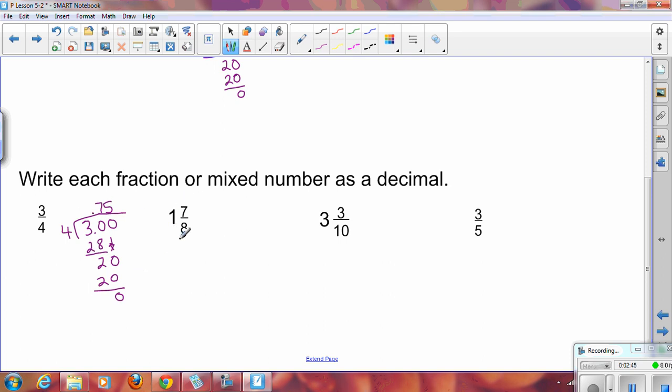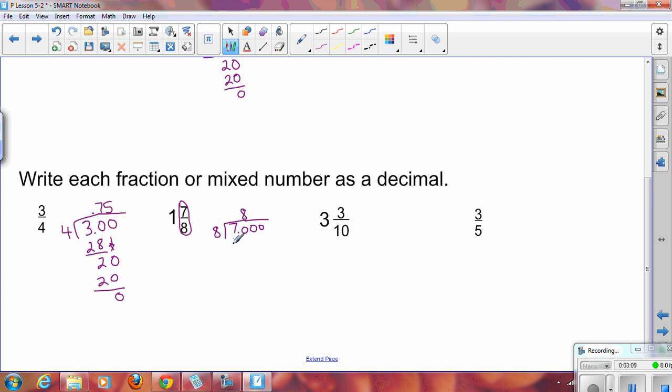Our second one is a mixed number. So we're going to deal with the fraction, and then we're going to add the 1 on before the decimal point. So we have 7 divided by 8. Add our decimal and a couple of zeros. I'm going to need 3. I just happen to know that. You might have to do trial and error. Okay? 8 goes into 70 8 times.